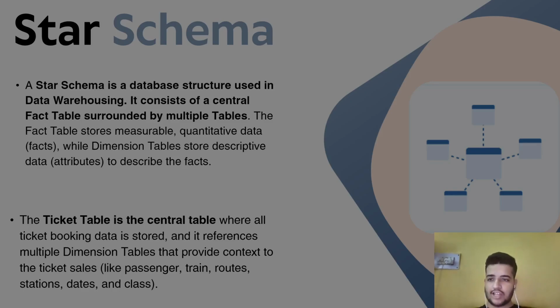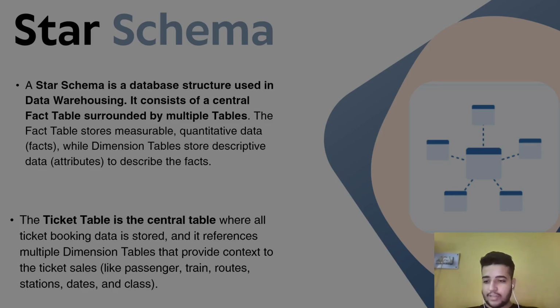Now we have used a star schema for it. A star schema is a database structure used in data warehousing. It consists of a central fact table surrounded by multiple dimension tables. The fact table stores measurable quantitative data, while dimension tables store descriptive data to describe the facts. For example, you store facts in the fact table, and the dimension table stores descriptive data, the attributes for it.